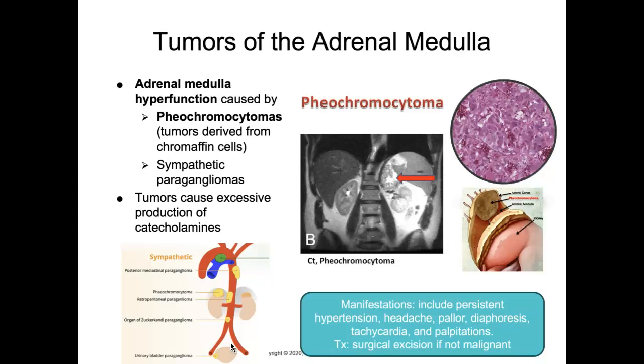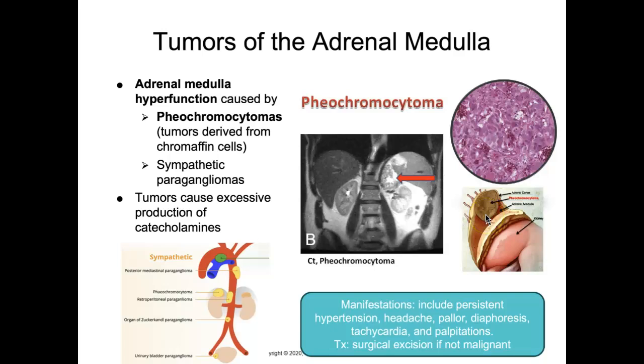And the last thing we're going to talk about are tumors of the adrenal medulla. So this is when we have hyperfunction of the adrenal medulla, and it's usually caused by some type of tumor. The first type you could see pictured here on the right, and this is a pheochromocytoma. It's a tumor that is developed from the chromaffin cells that are making up the adrenal medulla.